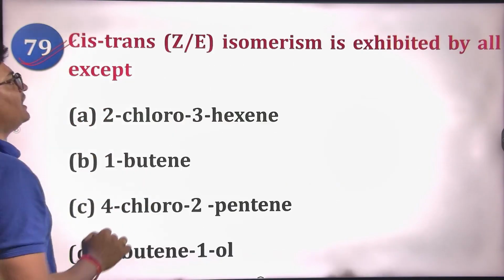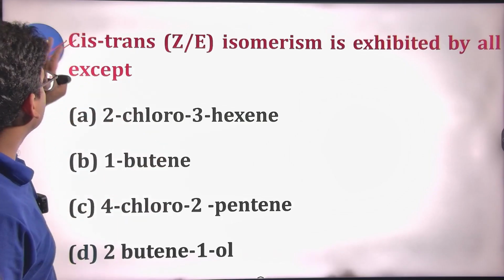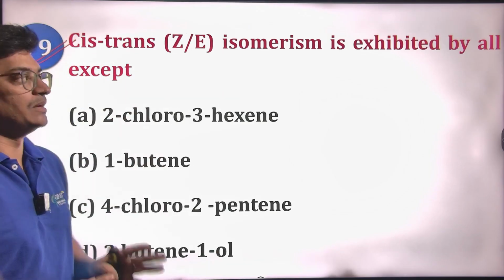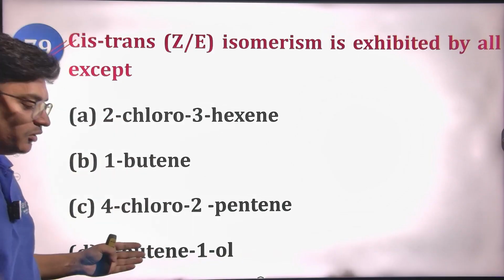Question number 79. Question number 79 is asking, cis-trans, E-Z isomerism is exhibited by all except. We have a few options here.